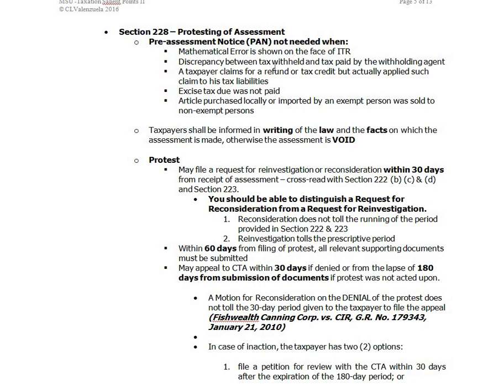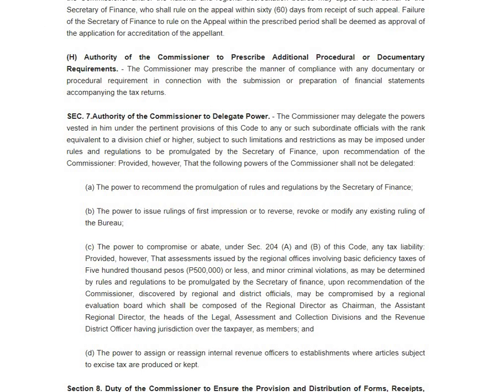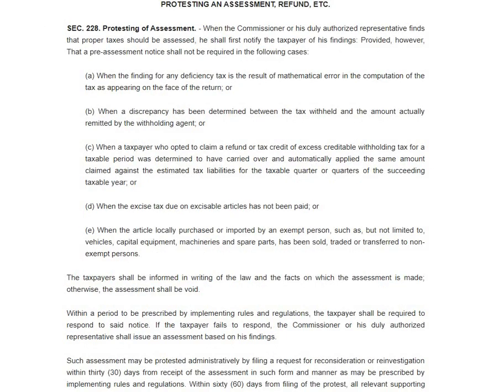But under Section 228, PAN is not needed in some cases. You have to memorize this because I remember in one of the bar questions a few years ago, when the multiple choice was still in use, the examiner just changed one word here. I couldn't remember what, but you have to just memorize this. The preliminary assessment notice or the pre-assessment notice is mandatory. So before BIR can issue a final assessment notice, there has got to be a pre-assessment notice, except in the following cases.